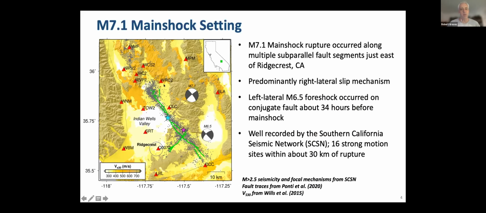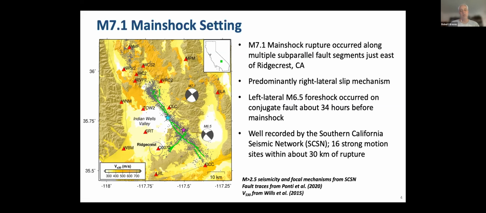Okay, so let's take a close look at the specifics. The magnitude 7.1 Ridgecrest rupture occurred in the central part of California along multiple subparallel faults. They were striking northwest to southeast. The green traces here are the mapped surface displacements that occurred during the earthquake. The blue star here is the epicenter, predominantly right lateral strike slip mechanism, as seen by the beach ball. The Mainshock was preceded by a magnitude 6.5 foreshock about 34 hours before the Mainshock occurred, and that actually occurred on a set of conjugate faults, as indicated by these green lines.